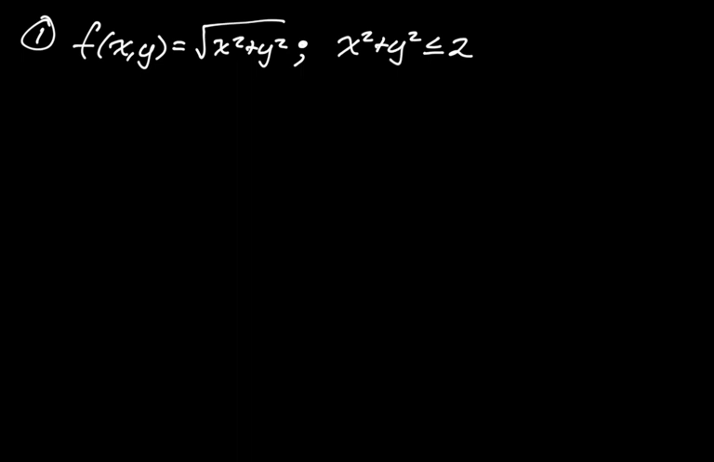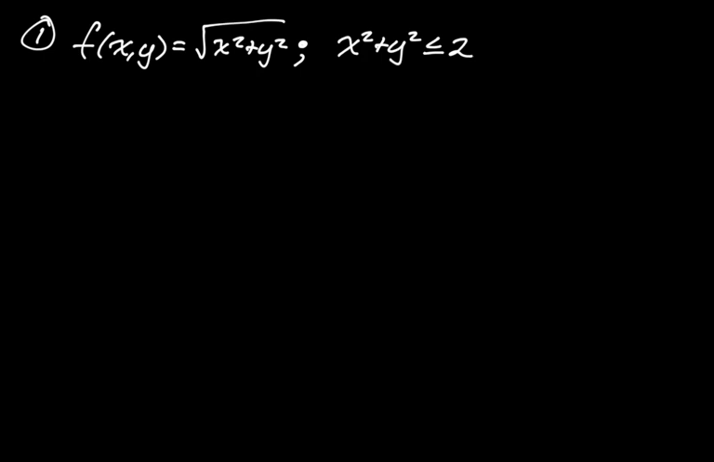So here we have f of xy is the square root of x squared plus y squared. If you see a lot of x squareds and y squareds in your problem, you're probably going to want to use polar for it. That's sort of a visual cue that polar is the way to go. So f of xy is the square root of x squared plus y squared.